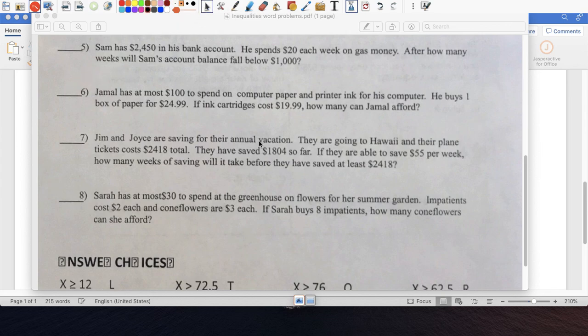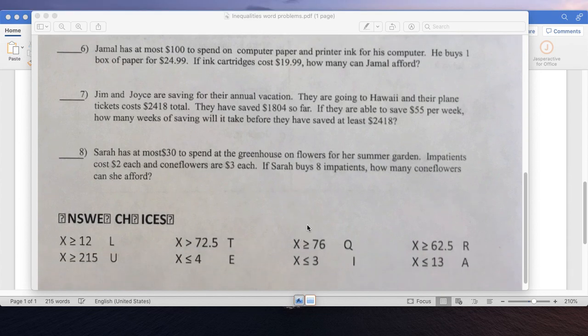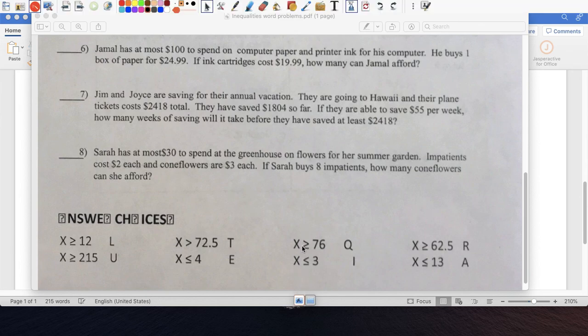6. Jamal has $100 to spend on a computer, paper, and printer ink for his computer. He buys 1 box of paper for $24.99. So he spent that much already. So whatever he's spending has to be less or equal to 100. Every ink cartridge is $19.99. So how many of those can he buy?